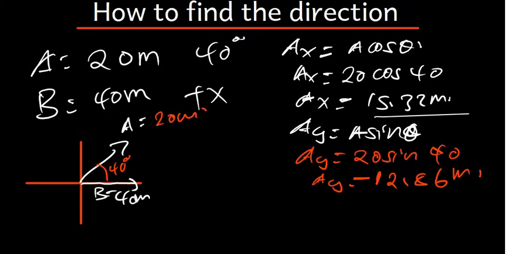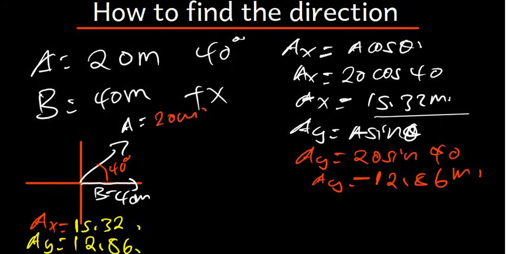So to create space, I can put these here. I have Ax as 15.32, Ay as 12.86. Cool. Now, let me get rid of this.